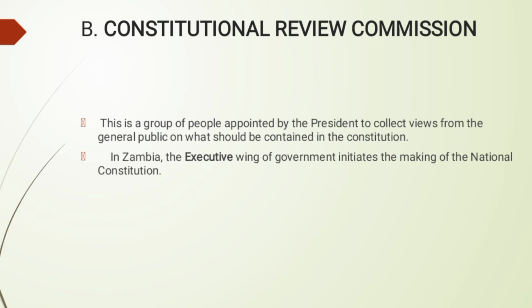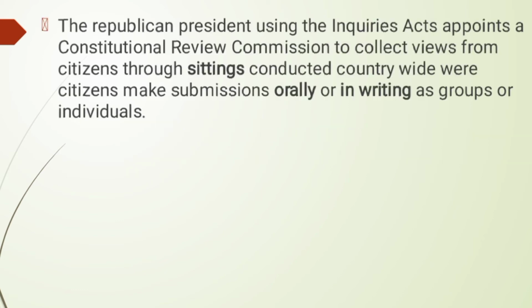In Zambia, the executive wing of government initiates the making of the national constitution because the president falls under the executive wing. So, this question may come in an exam. The executive wing of government initiates the making process of the constitution because it's the president who appoints a group of people that collects views from the general public on what should be contained in the constitution.